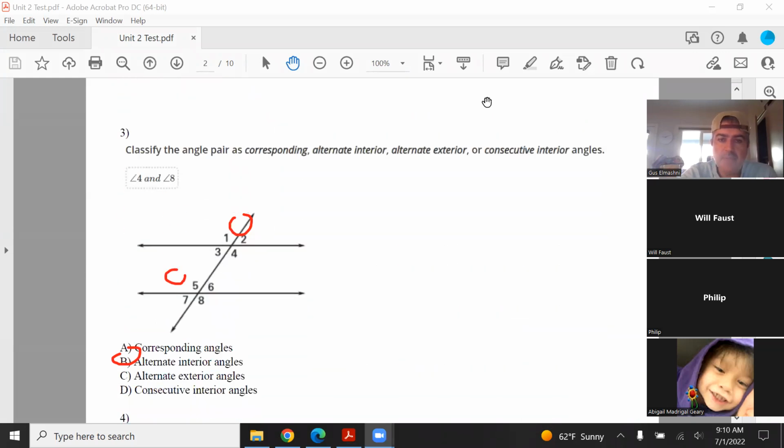Number 3, angles 4 and 8 are corresponding angles. They correspond to the same position for the parallel lines, so those are corresponding angles. 4 and 6 would be same side interior, consecutive interior, but that's not what we have here.